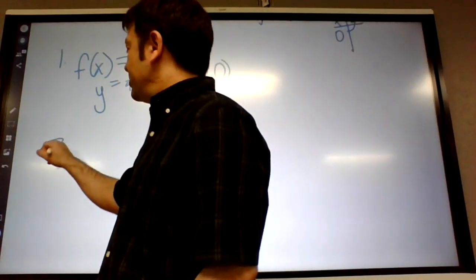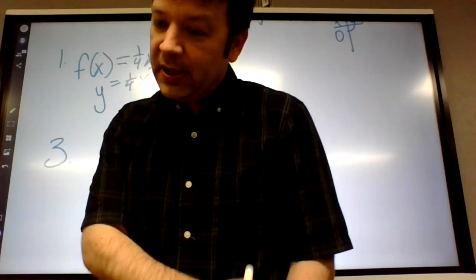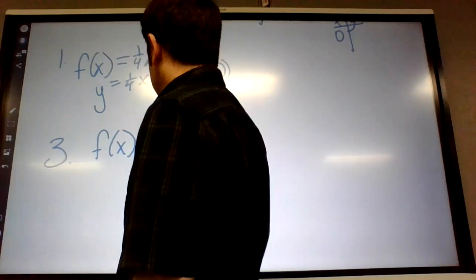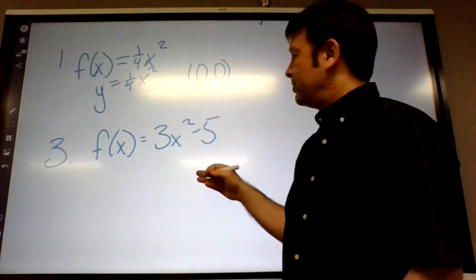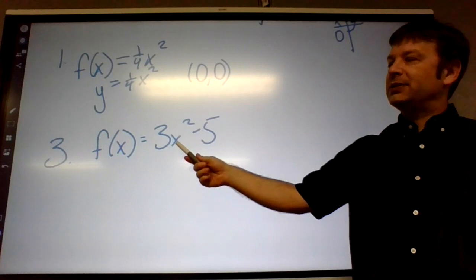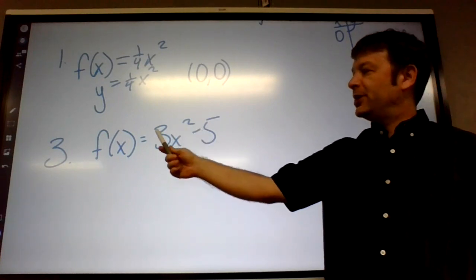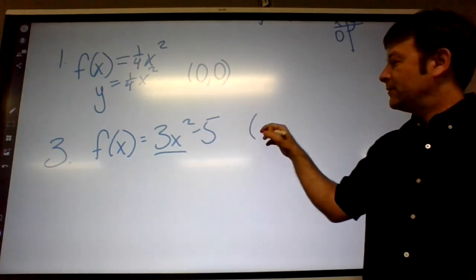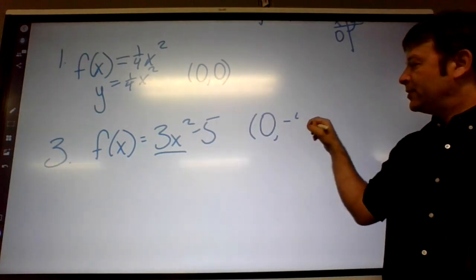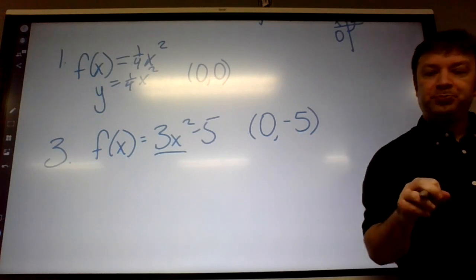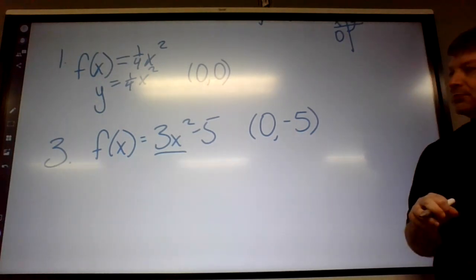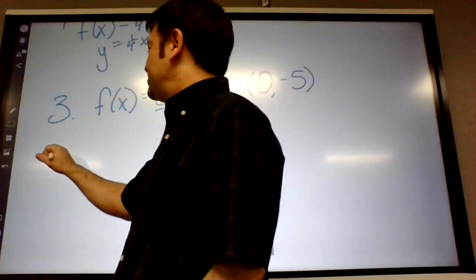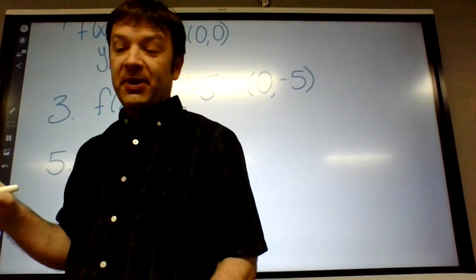Okay, on number 3, what's it say? 3x squared minus 5. Okay, what if I put a 0 in for this x? This term just becomes 0. Minus 5 is -5. Oh wait, I'm looking at the wrong one. I'm sorry. Alright. Hopefully you guys start to see a pattern here. You don't even have to think about it that much.